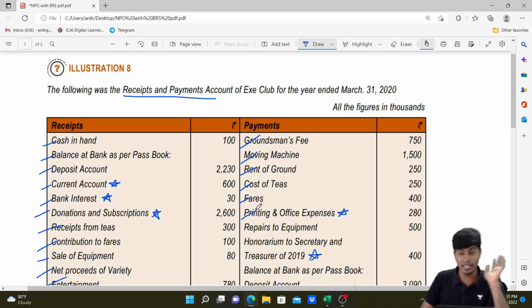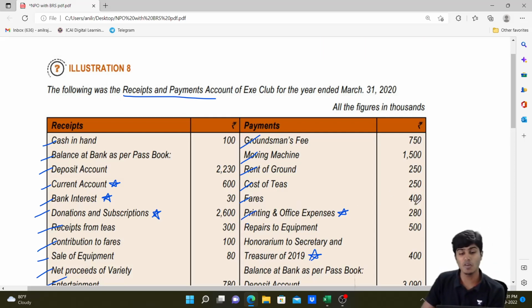Then we have printing and office expenses. On a usual day without any adjustment, this printing and office expenses would have smoothly moved from payment side of receipts and payment to expenditure side of income and expenditure. But not on this day, because we have adjustment on printing and office expense. So you take this 280 from payment side to another separate ledger called printing and office expense, and in that ledger let us find out how much is the current year expense and then bring it to income.